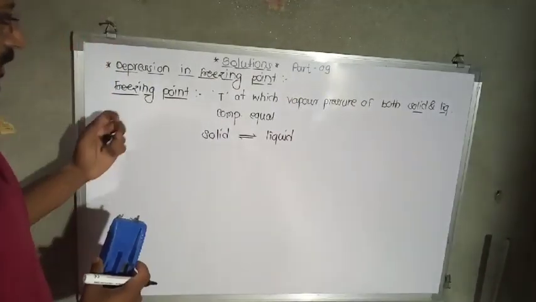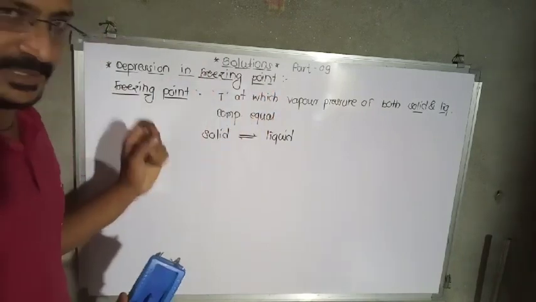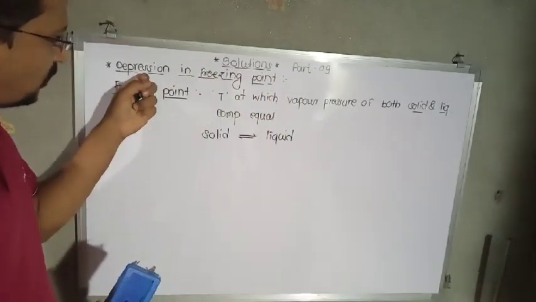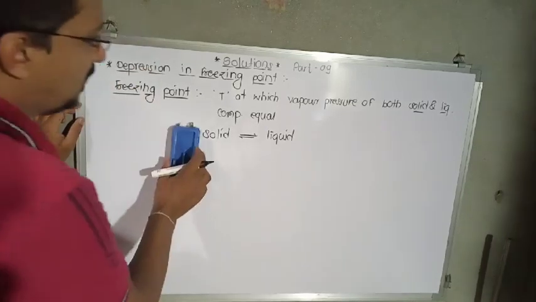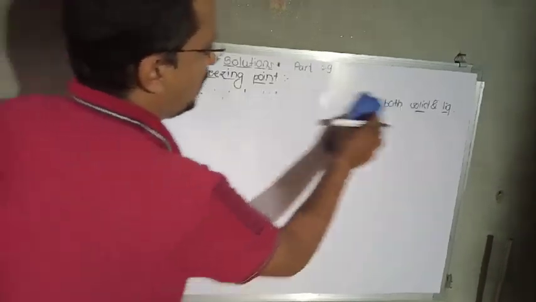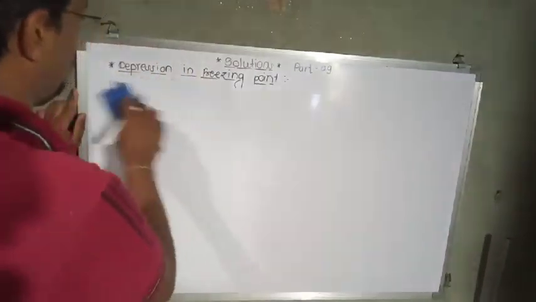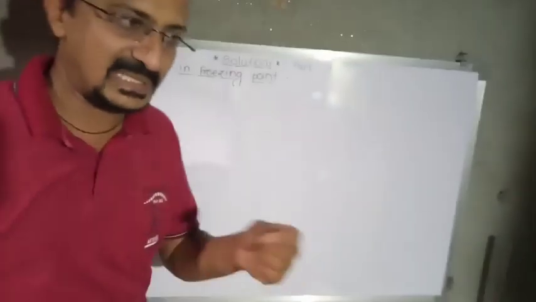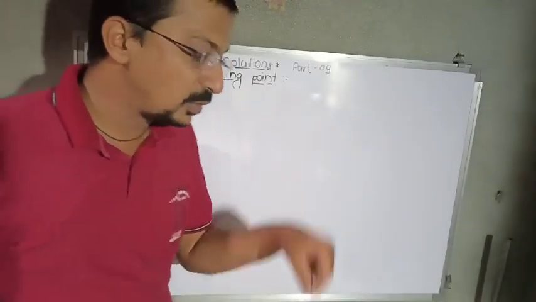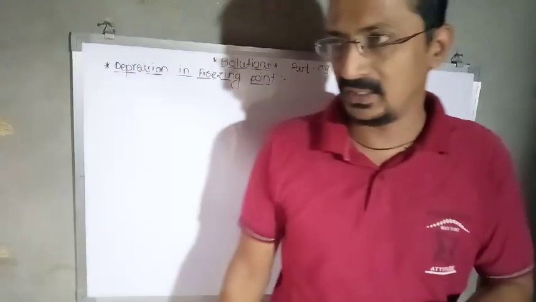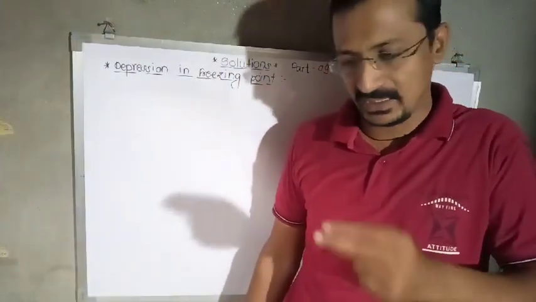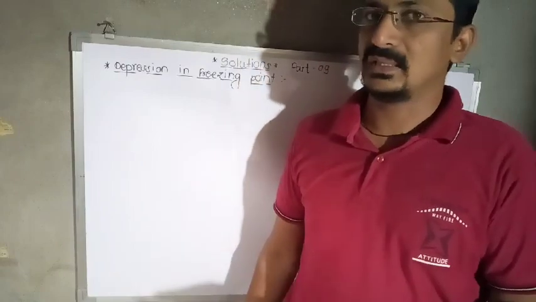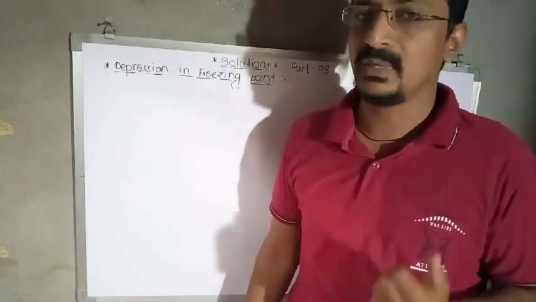Now it is about freezing point. Before freezing point there is one more word, that is depression. If we consider the freezing point of pure component liquid, and that of the solution, then the freezing point of liquid is different. And if we dissolve some solute into that solvent, then the freezing point of solution is also different, isn't it? Means the freezing point of solvent and solutions are not equal. They differ from each other.